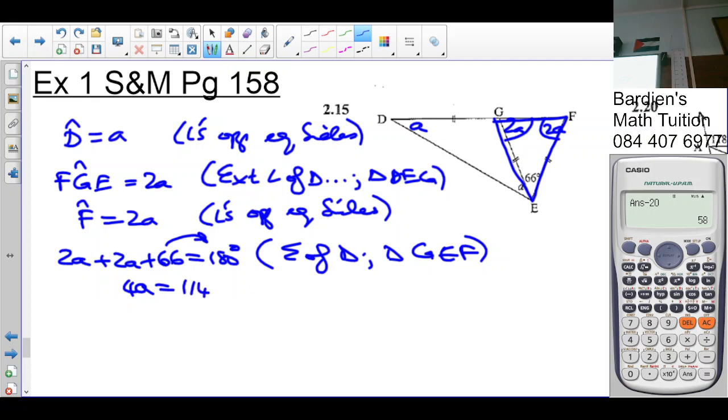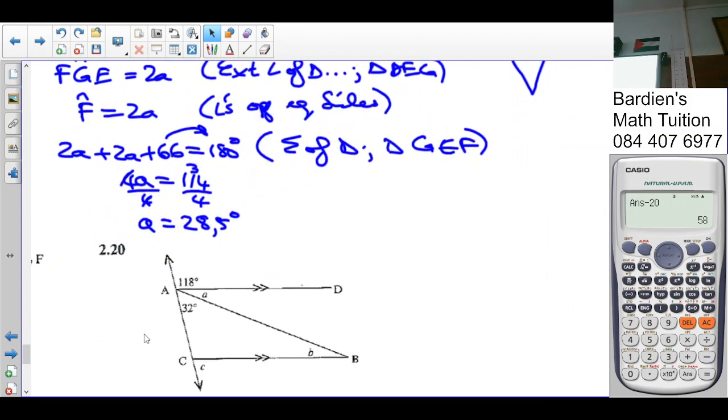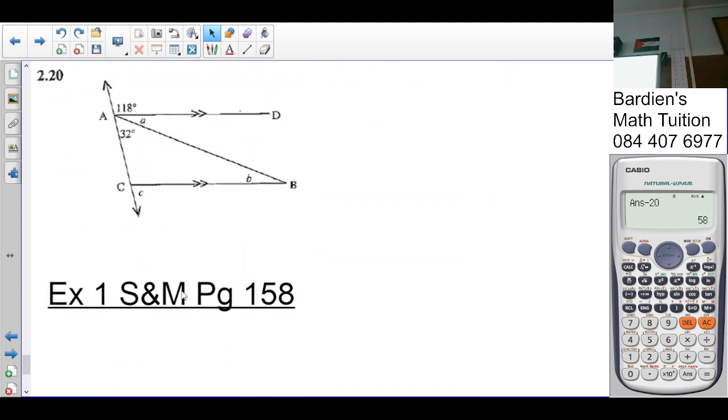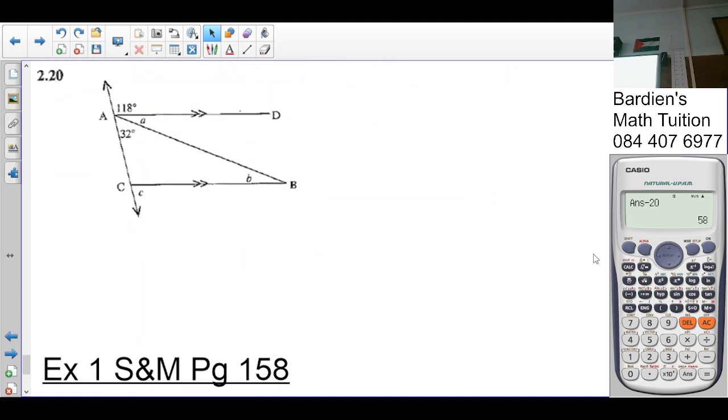Is that correct? Yes. Divided by 4 both sides. So a is 28.5, I think. Goes twice, carry 3, 32 is 8. 28.5 is good. Okay, let's do the last one before the bell rings. 2.20, okay, we start here.